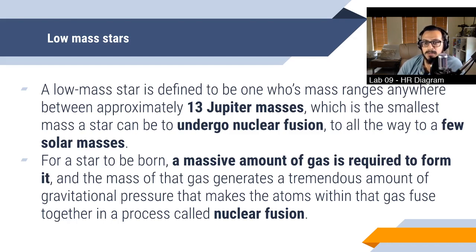For a star to be born, a massive amount of gas is required to form it, and the mass of the gas generates a tremendous amount of gravitational pressure that makes the atoms within the gas fuse together in a process called nuclear fusion. So we have to remember that 13 Jupiter masses to start the nuclear fusion process.